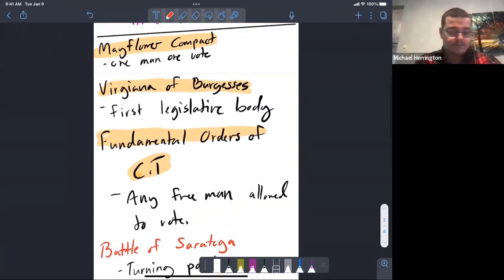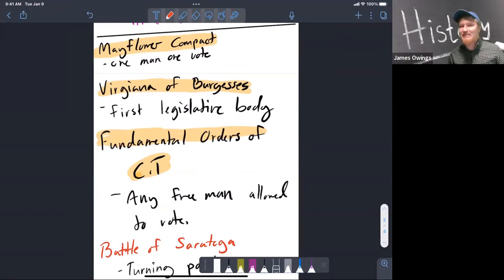Virginia House of Burgesses, first legislated by, hands down, simplest question you will see on the test. You can't miss it if you know it. If you've never heard of it, you'll probably miss it. Mayflower Compact, one man, one vote. This is the deciding factor of how we're supposed to treat each other coming to the New World.